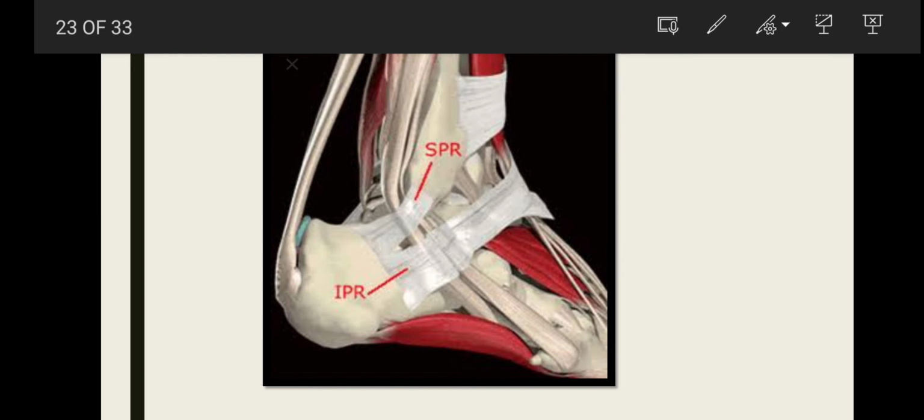Now they are termed as peroneal retinaculum. Okay, peroneal, that is a term. So there are superior peroneal retinaculum and inferior peroneal retinaculums. Now superior peroneal retinaculum is situated behind the lateral malleolus, towards the lateral malleolus.